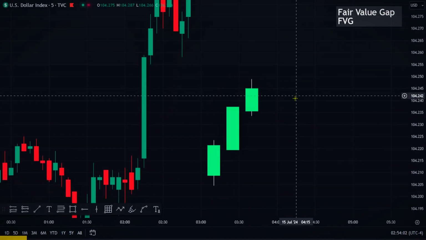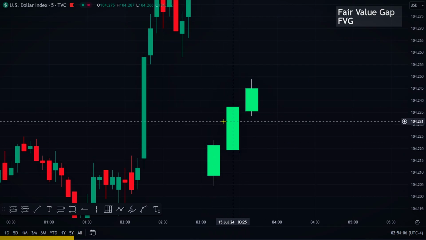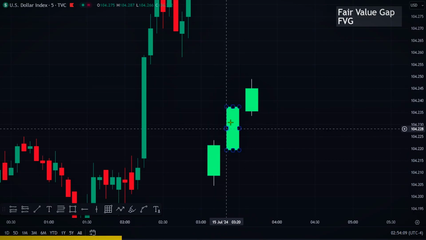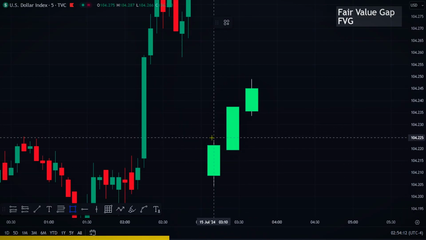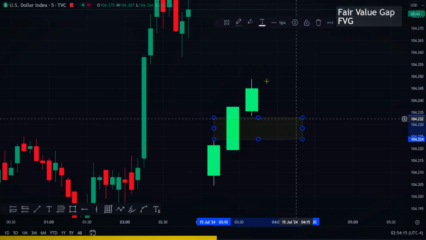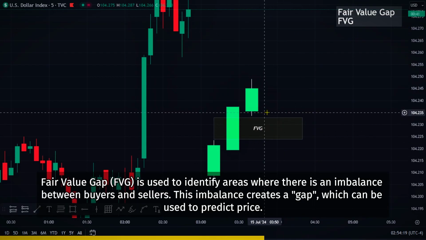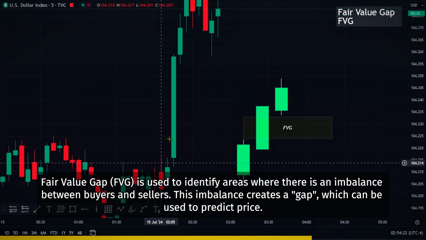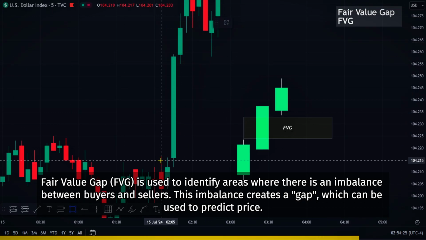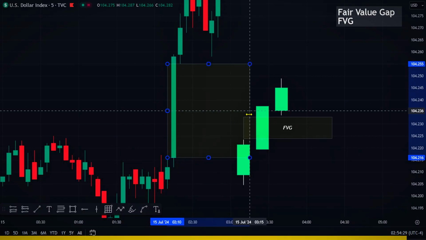A fair value gap, FVG, is a 3-candlestick pattern where the middle candle has an open area that is not overlapped by the first and last candle's body or wick. It means that the price only offered fair value to one side, and the price will most likely return to the fair value gap to balance it. It acts like a magnet.